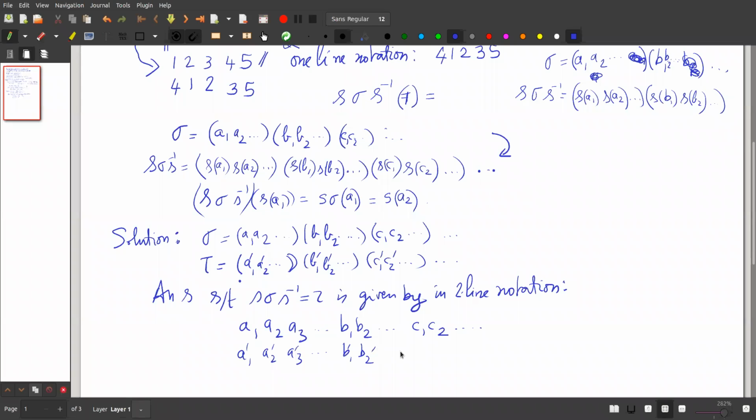So while sigma and tau are expressed in cycle notation, this S is described in two-line notation. Okay. So then by this argument here, this proves that sigma and tau are conjugate. Because if I choose S like this, where S is described in two-line notation like this, then indeed S sigma S inverse is equal to tau, as is easily checked. And we have done this.